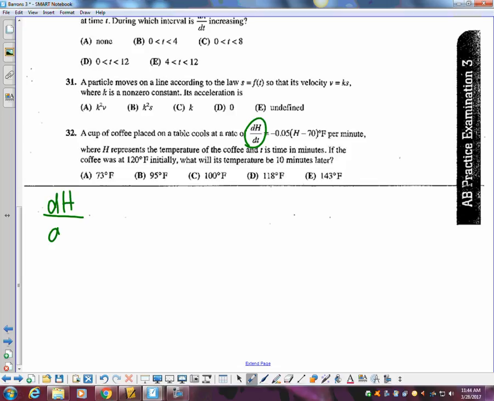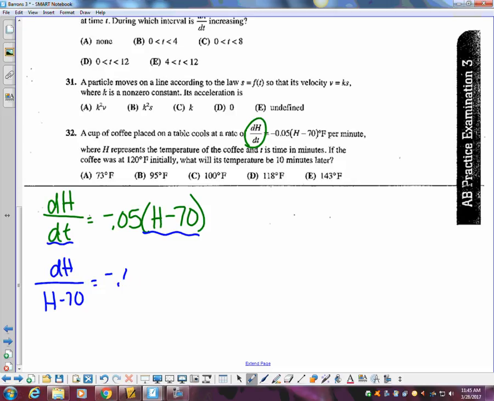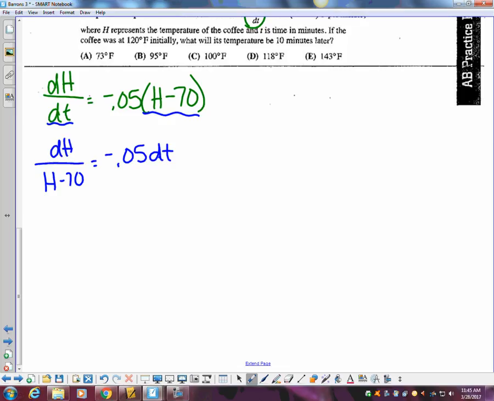Okay, so the change in the temperature, and H stands for temperature. I'm going to drop the degrees Fahrenheit. And t is in minutes, so we're good there. Okay, so I'm going to separate my variables. I'm going to divide this piece over, and multiply this over. So dH over H minus 70 equals negative 0.05 dt. Okay, so now I'm going to integrate.